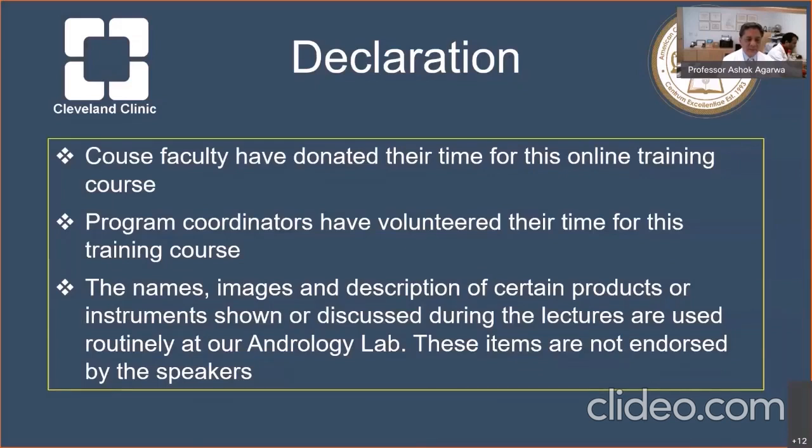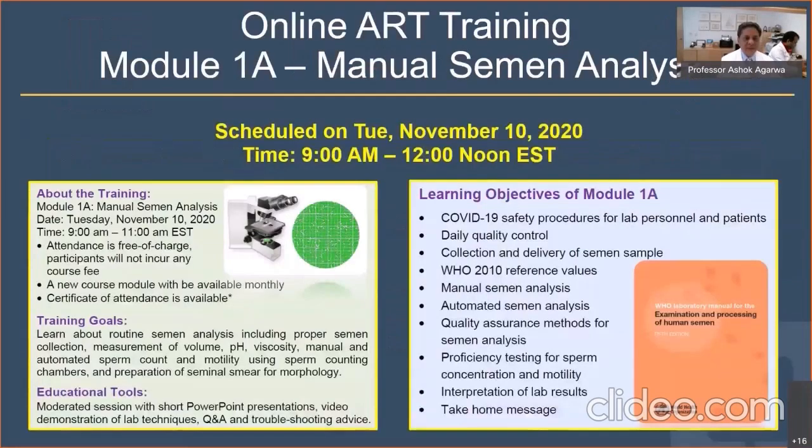And more importantly, the names, images, and description of certain products or instruments, which you will see during the lectures, are being used routinely in our andrology lab. And we are not endorsing any of these as speakers. So today's program is going to include Module 1A, which is manual semen analysis, which you have seen in the announcements that we have provided you.